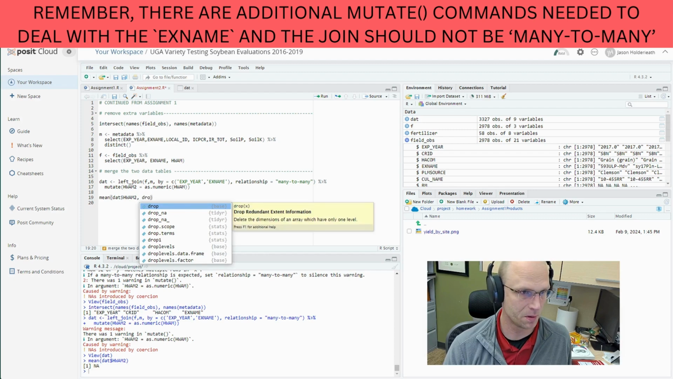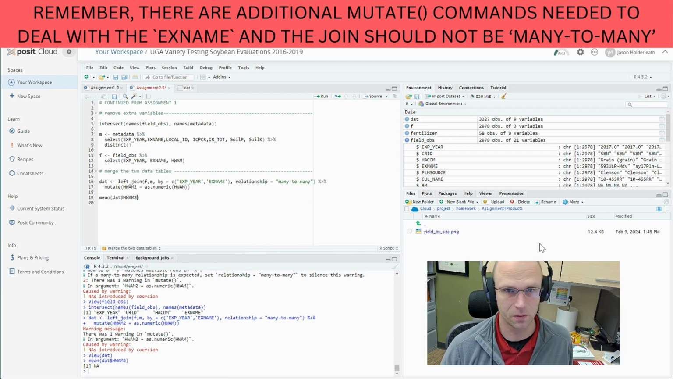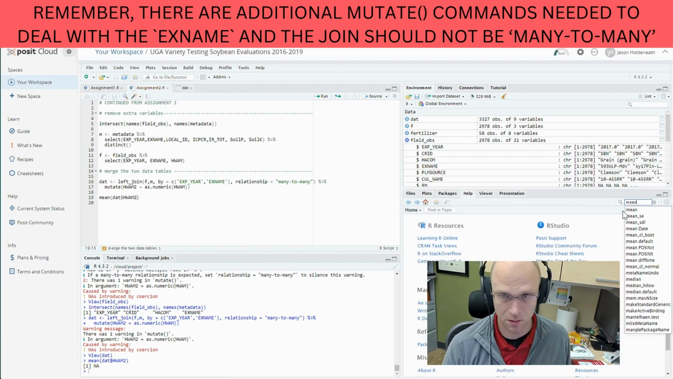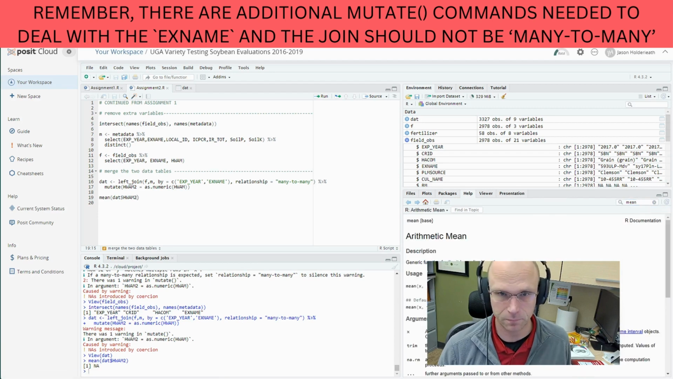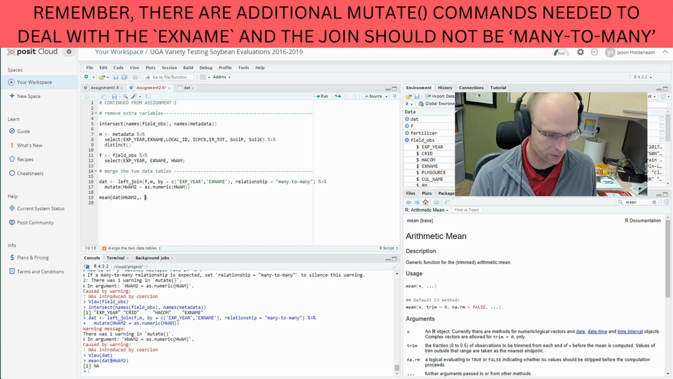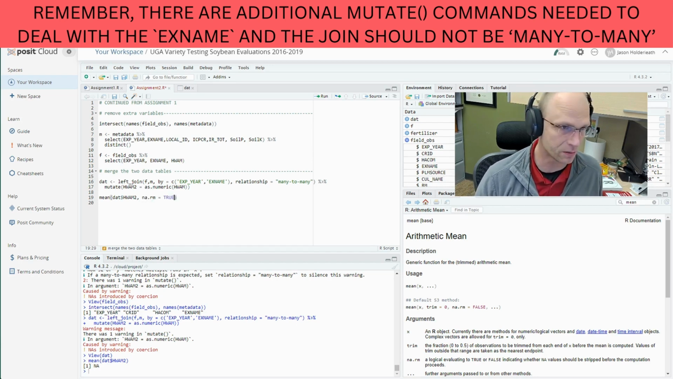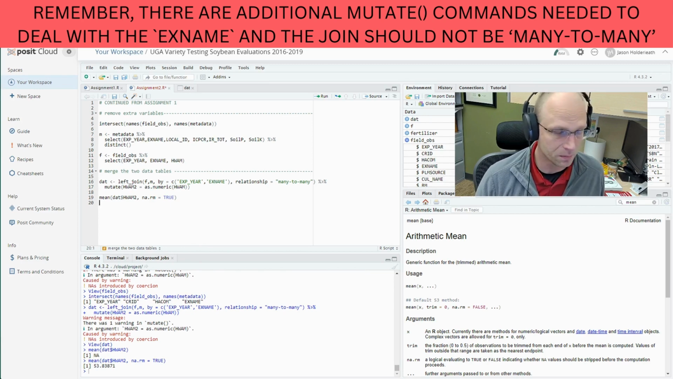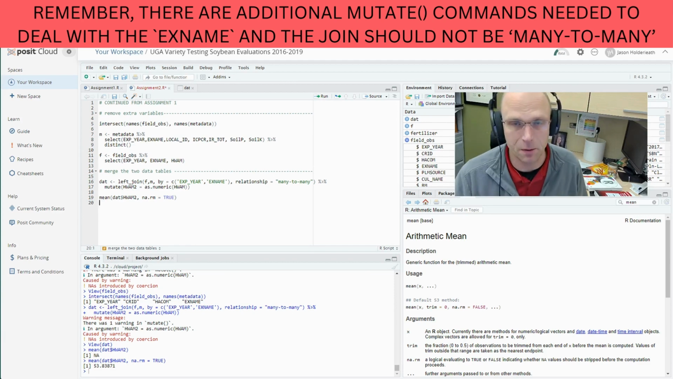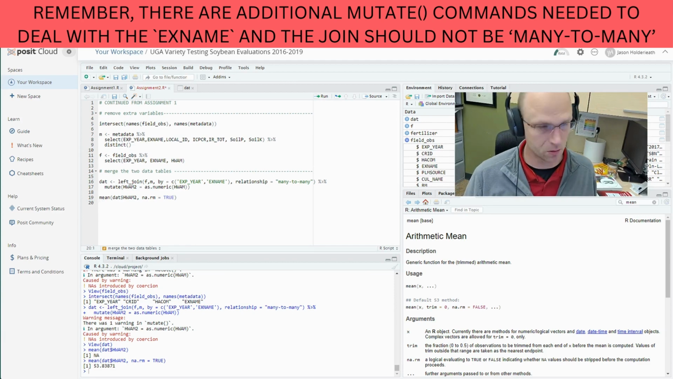Let's look in the help. NARM, that's what we're looking for. We want to remove those. I mean, no point in taking the mean of a yield to include the NAs. 53. Okay, cool. Maybe not what we're looking for though. Let's do summarize.